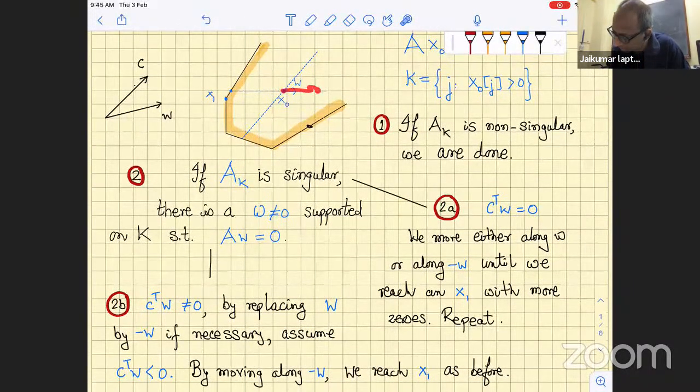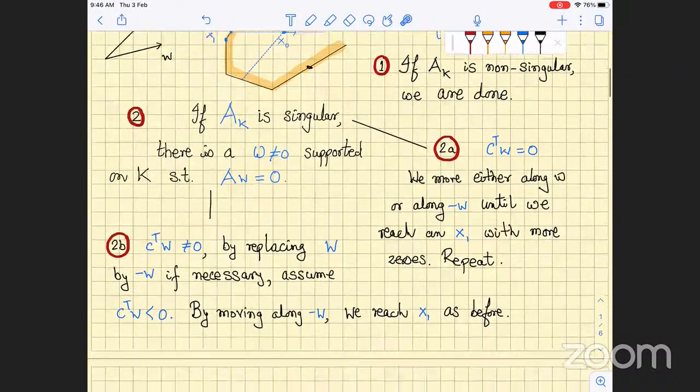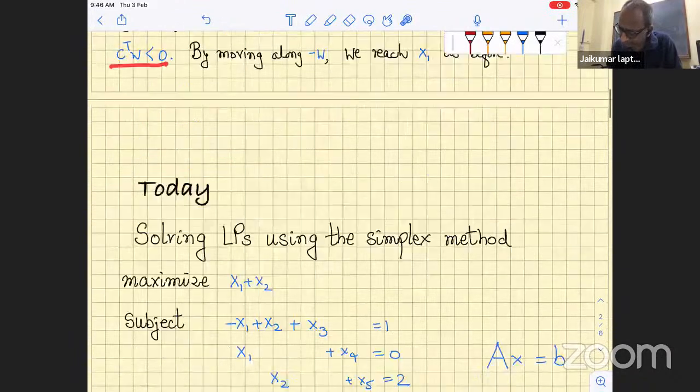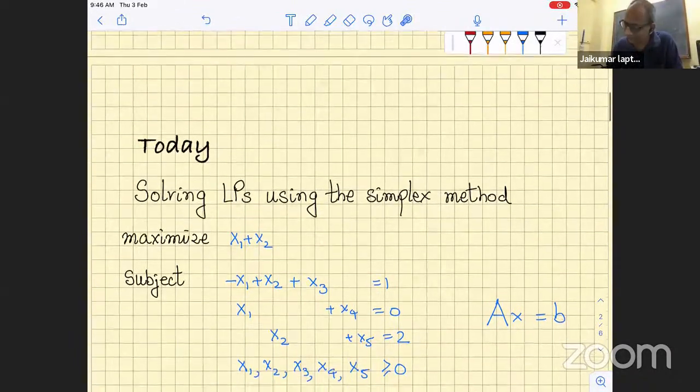That means moving in this direction would cause the objective function to reduce, which means moving in the opposite direction would cause the objective function to increase, but we know that it cannot increase indefinitely. There must come a point at which you are about to step out of the feasible region. Stop at that point. What must have happened? One more coordinate must have become 0. Is that okay now? Yeah, thank you. The "if necessary" was just to ensure this. Any other questions?